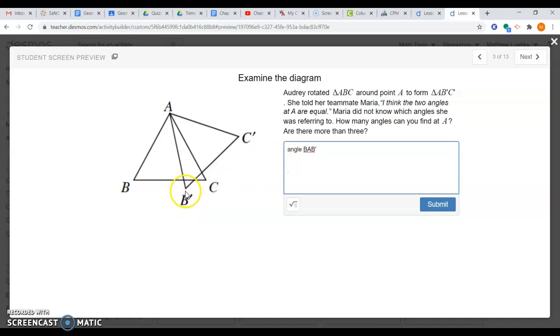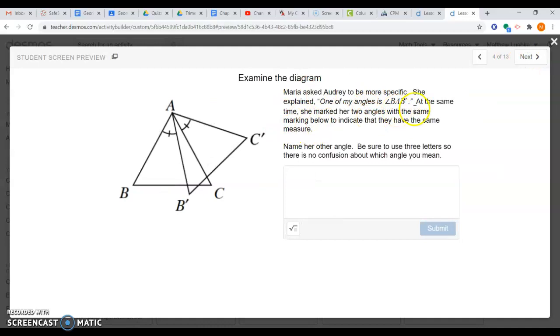You can see that there is B prime AC, and that could be an angle. So angle B prime AC. Now that's the same angle as CAB prime, so we don't want to rewrite that one if we wanted to write CAB prime. Do not repeat angles. Okay, so there's 2 there. I'm going to leave you to find the rest. There should be 6 in total. So I gave you 2. There should be 4 more that you're able to find.